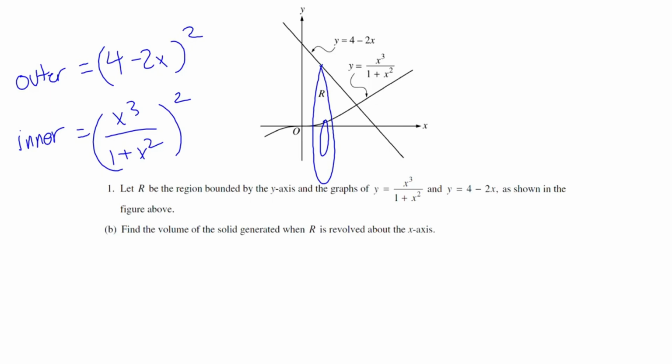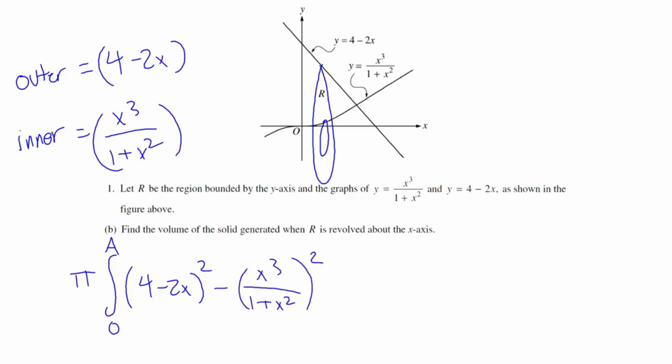And so the cross-sectional area is going to be pi times the outer radius squared minus the inner radius squared, right? And I don't know why I wrote the squareds on there. Our radius is just the function itself. When we do the pi r squared, that's when we square it. So we're going to integrate pi times, from 0 to a, our outer radius squared, 4 minus 2x squared, minus our inner radius squared, x cubed over 1 plus x squared, dx. And it's pretty standard washer solid of revolution problem.